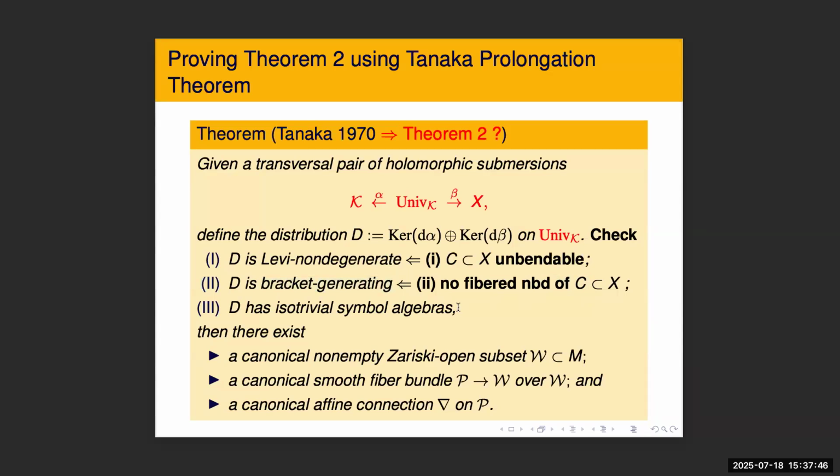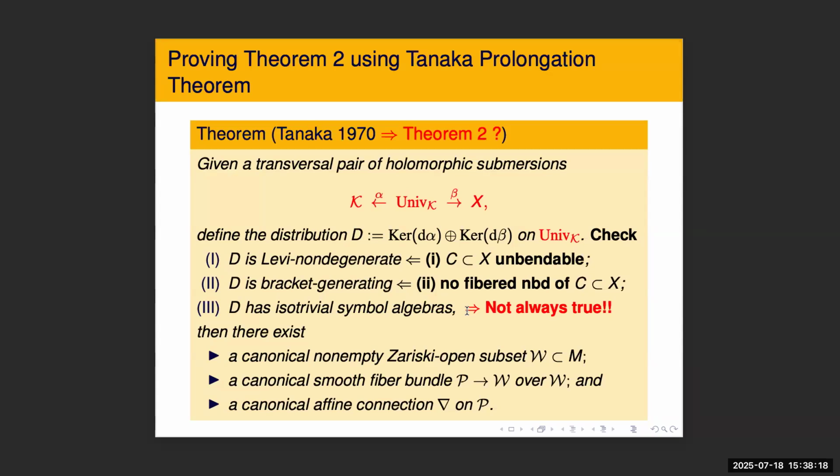Now the problem is the 3rd condition, isotrivial symbol algebras. Unfortunately, this is not always true. Because in our case, you have essentially just deforming rational curves. There's no reason why any kind of homogeneity is guaranteed. So the symbol algebra in general can change. So we cannot apply Tanaka's theorem directly.